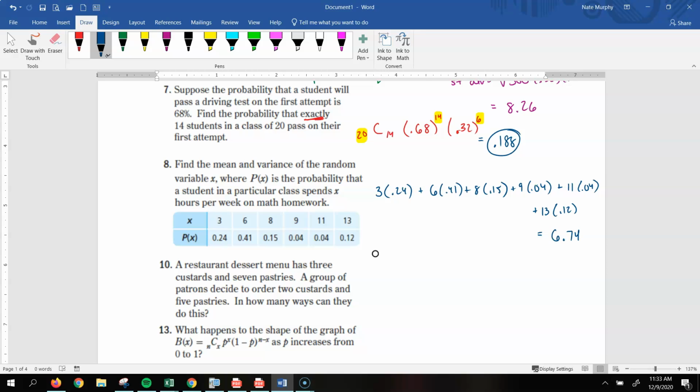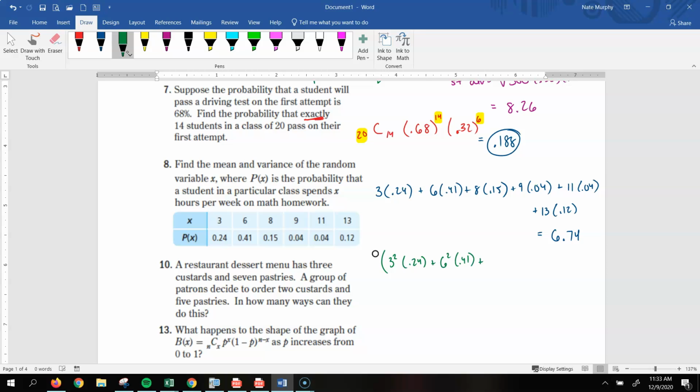So that's the mean. Now to find the standard deviation, we're going to do the same thing. We're going to square each, but it's going to be a bigger process. We're going to square each of those. We're going to do that first. So we take 3 squared times 0.24 plus 6 squared times 0.41.